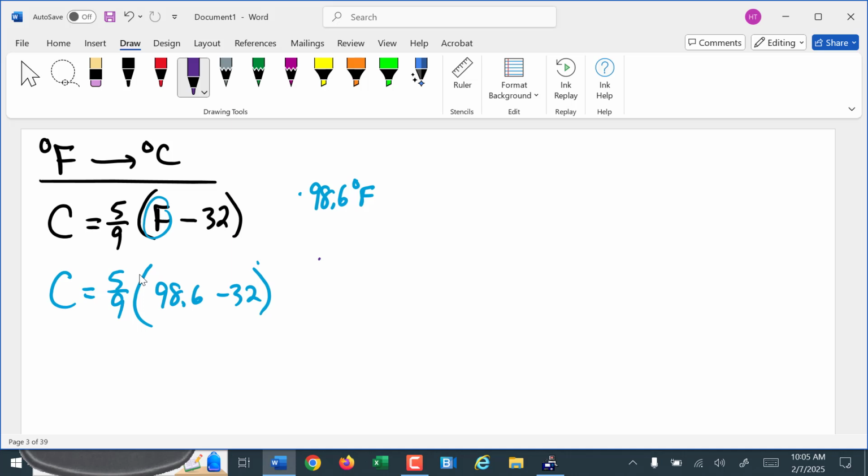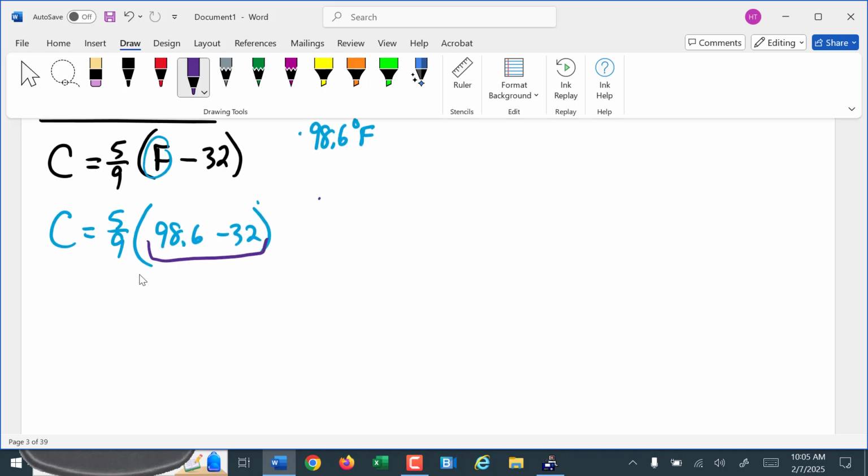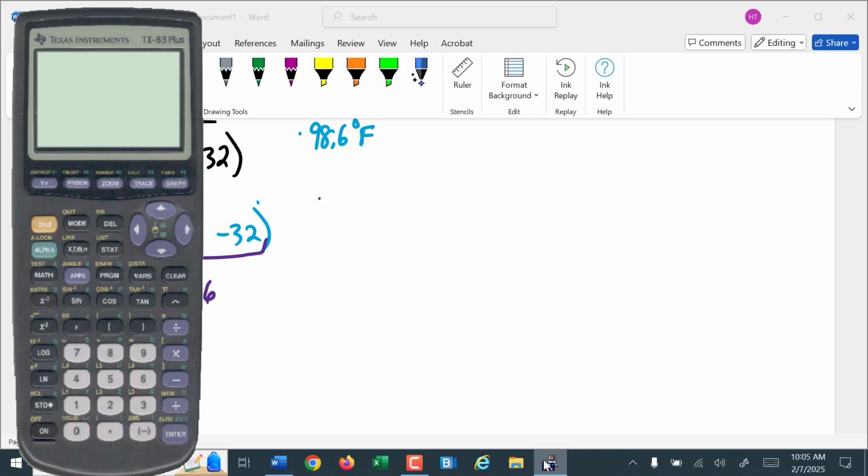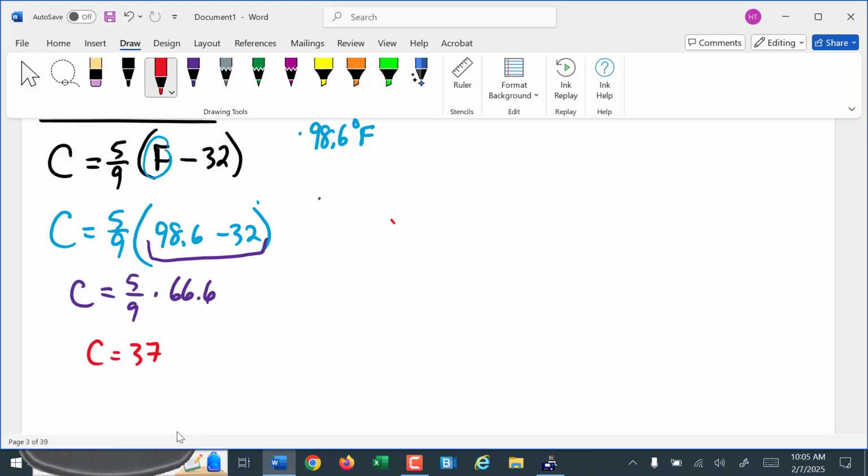Order of operations, what do we have to do first? Parentheses. 98.6 minus 32. 66.6, you got it. Equals 5/9 times 66.6. It's 37. So on your calculator, if you have a fraction calculator, you can use it. Otherwise, if you're using a cell phone calculator, it's just 5 divided by 9 and then times 66.6. Get 37. So human body temperature is 37 degrees Celsius.